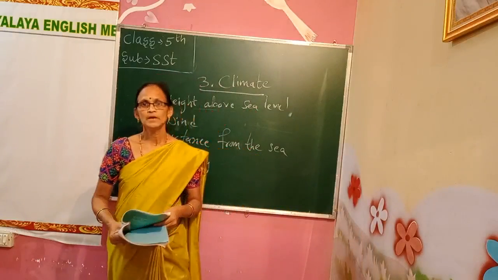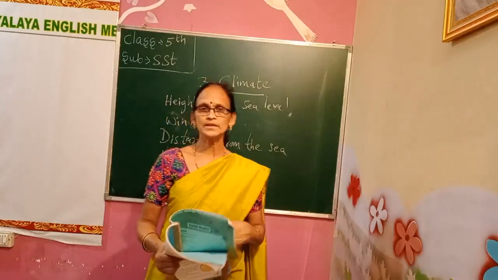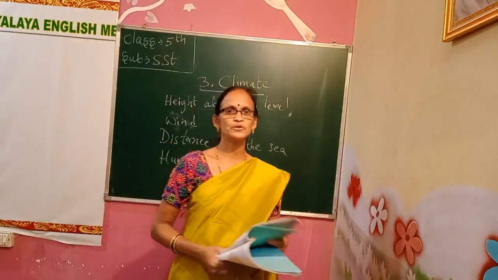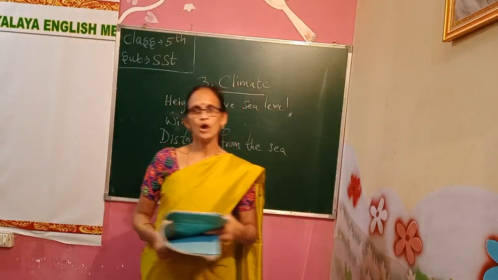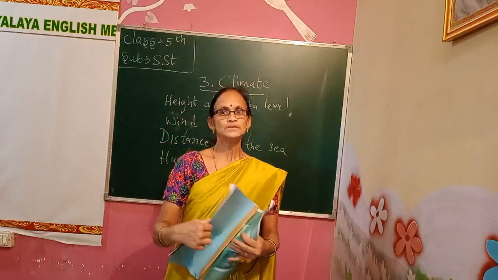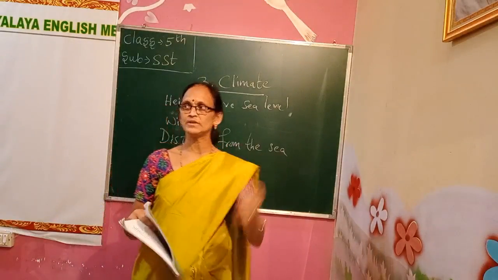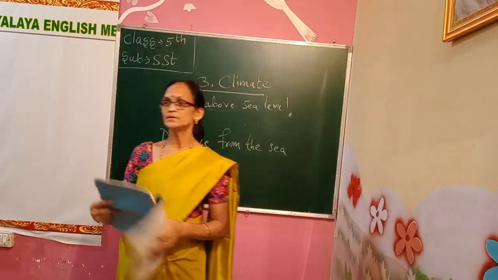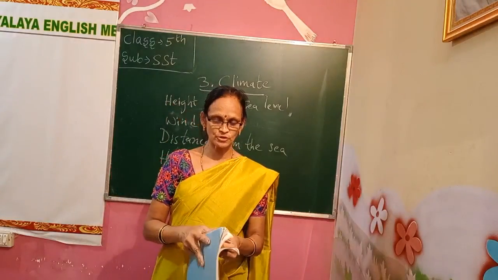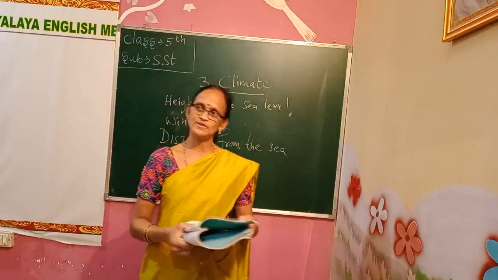Taking your SST class, 5th standard SST class, 3rd lesson: climate. Yesterday, in the previous class, we studied about the climate, weather, and how it changes from one place to another. In the morning it is a different climate, in the afternoon it is different, and in the evening it is different. Like that, there are 3 types of zones: climatic zones, torrid zone, temperate zone, and frigid zone. When we go to the poles it becomes cooler, so it is called the frigid zone.